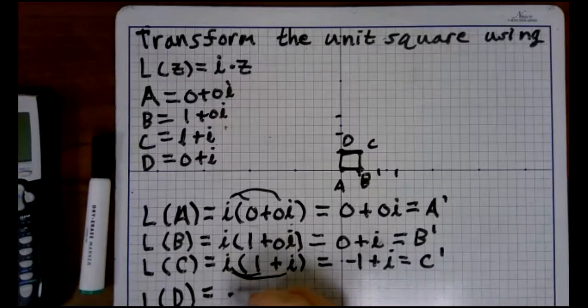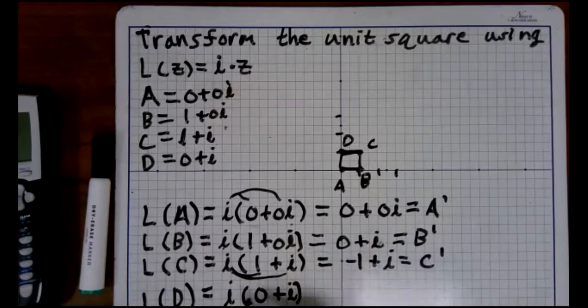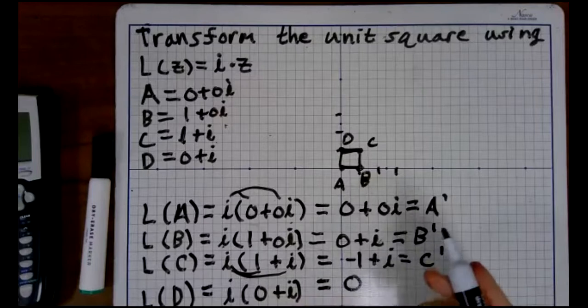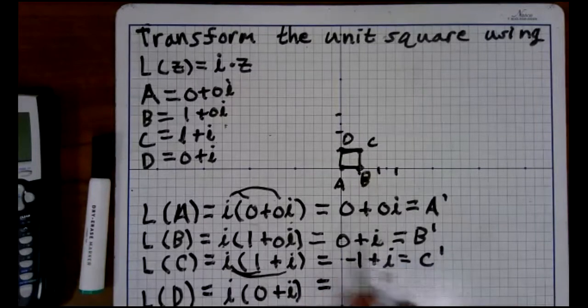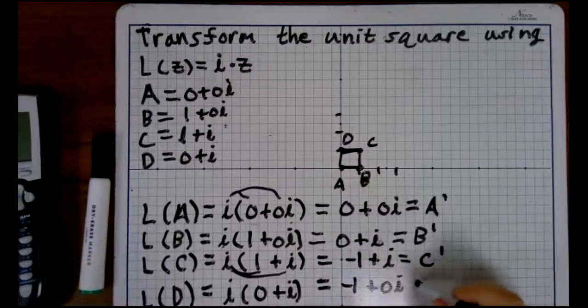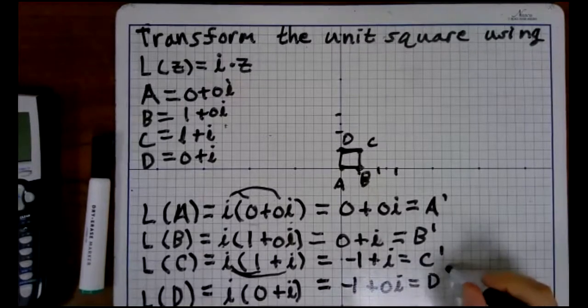And finally, D. Okay, i times 0 plus i. Anything times 0 is 0. No biggie there. And i times i, like we just said, is negative 1. So this is actually going to be negative 1 plus 0i. And that is our D prime.